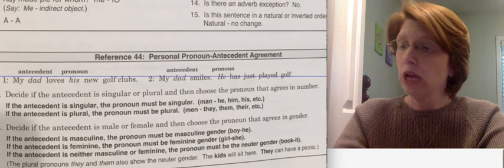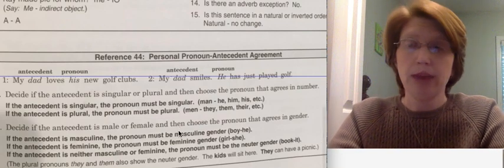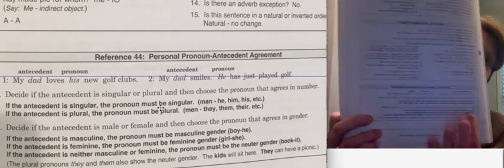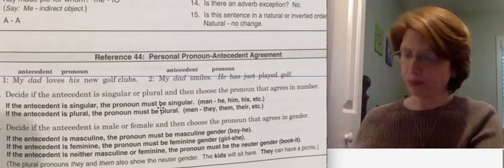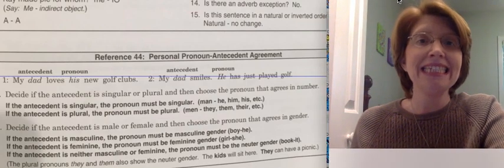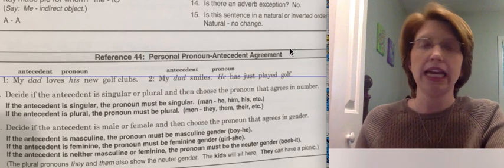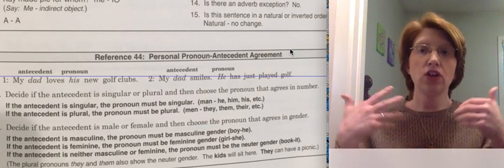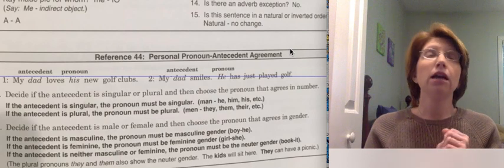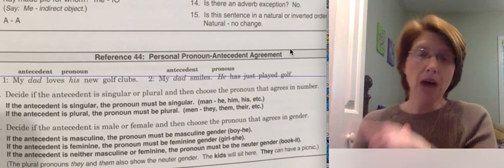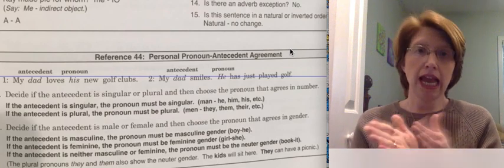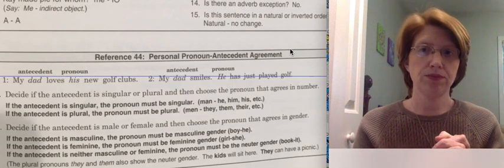Okay? So I want you to look at your reference page. I have reference 44 on the screen. This is page 123 in your book. Okay, so page 123. And today we're going to be talking about personal pronouns and antecedents, and making sure that they agree. An antecedent is the word that a pronoun is talking about. That's it. So my name is Mrs. Barnett. My is talking about Mrs. Barnett. The antecedent is who we're talking about.